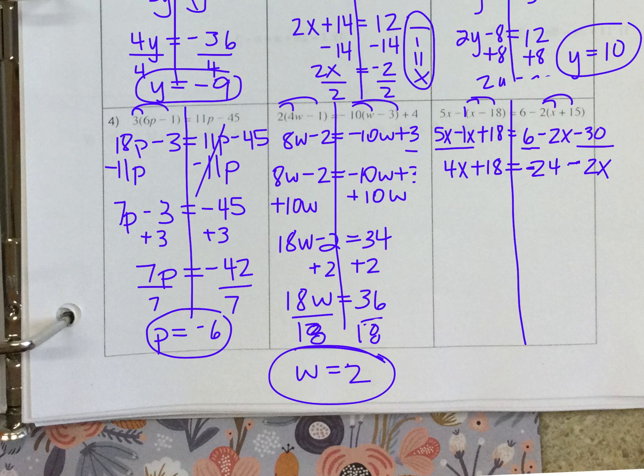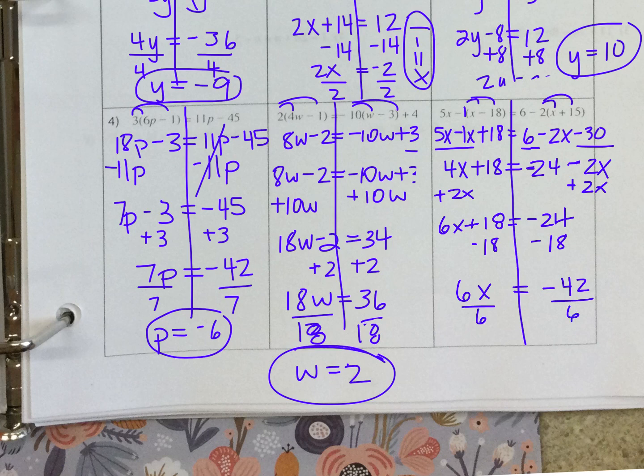Now it's time for step 5, which is get the variables on the left side. So I'm going to add 2x here. I'm going to add 2x here. That gives me 6x plus 18 equals negative 24. Now I need to get that 18 and 24 together, so I'm going to subtract 18. 6x is going to equal negative 42. I divide by 6. X is a negative 7.